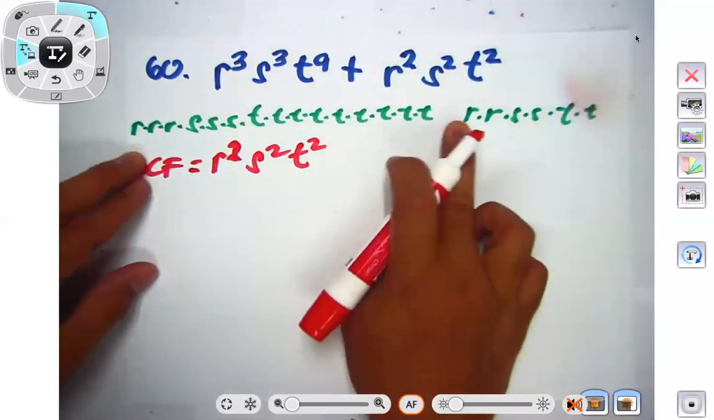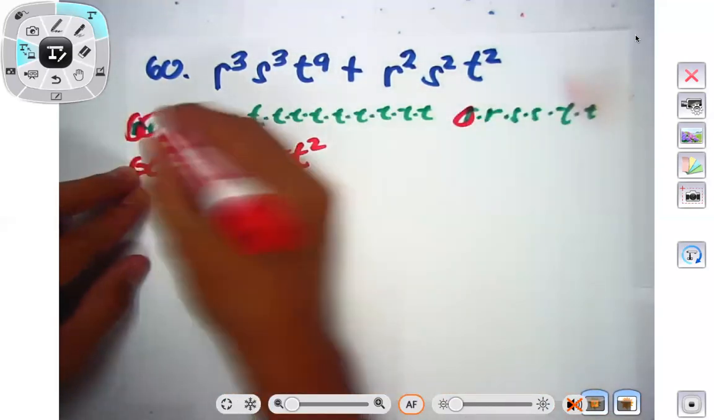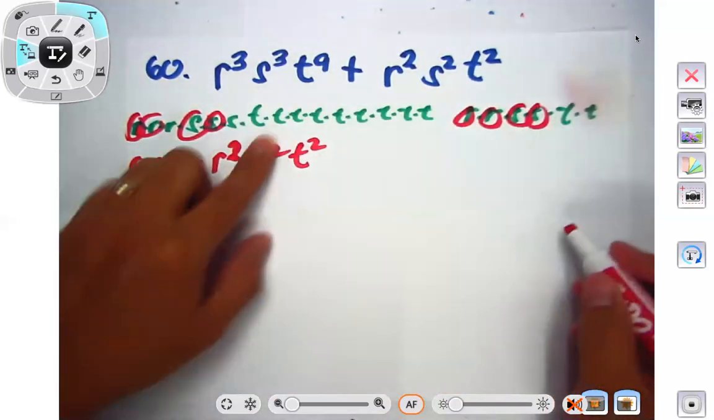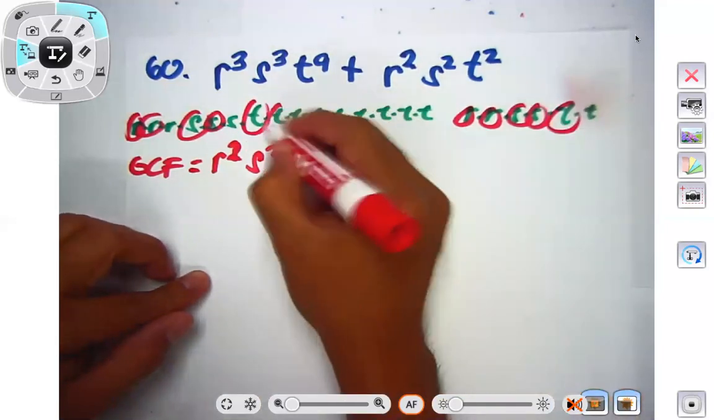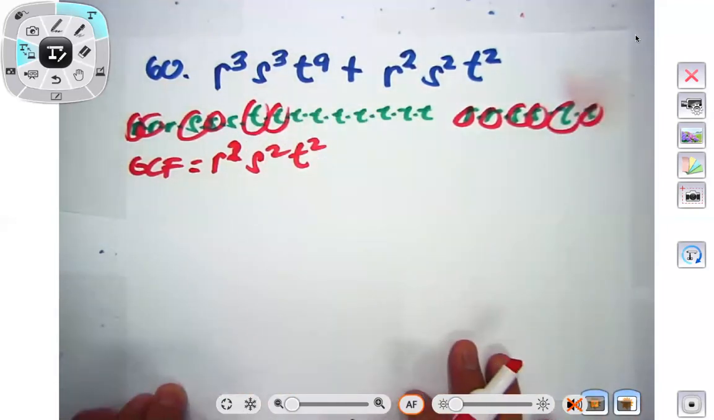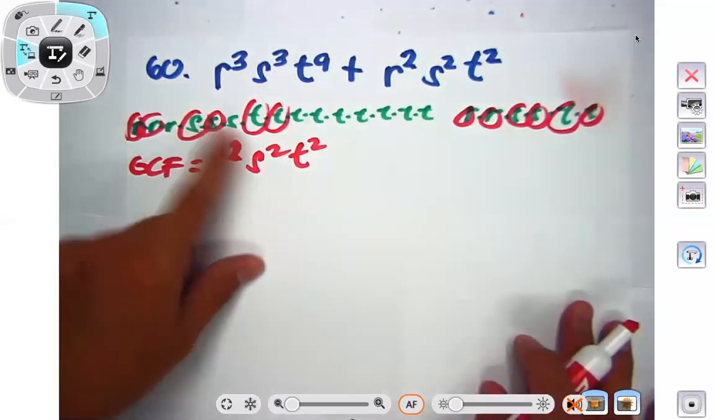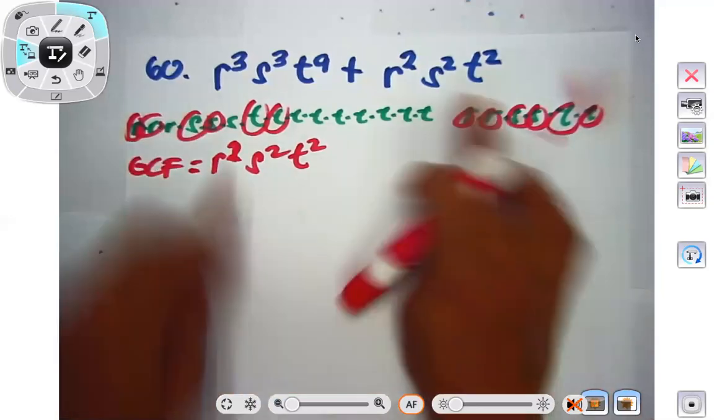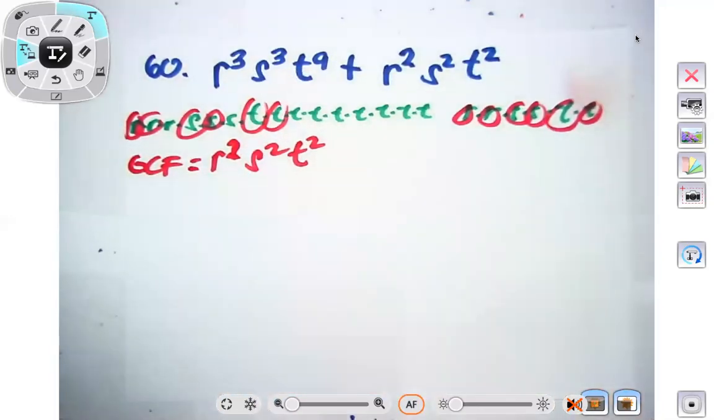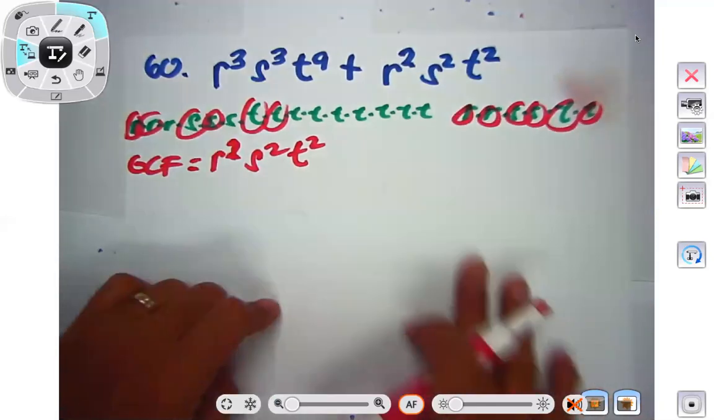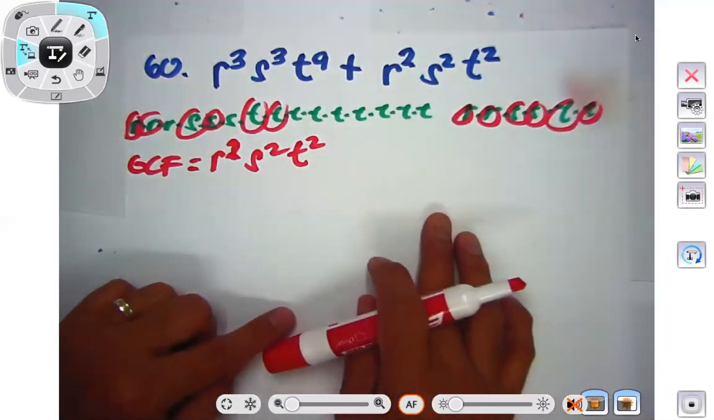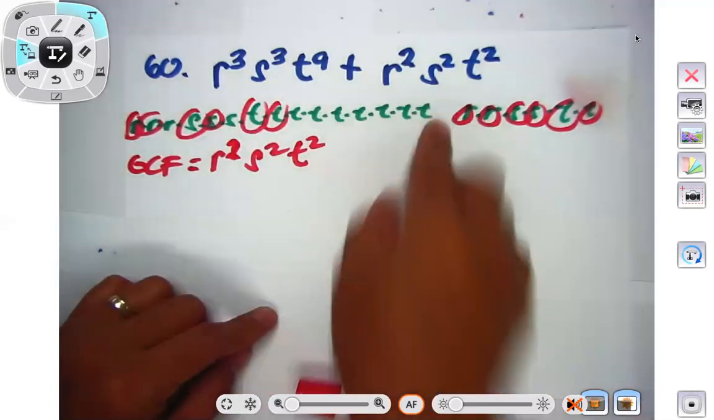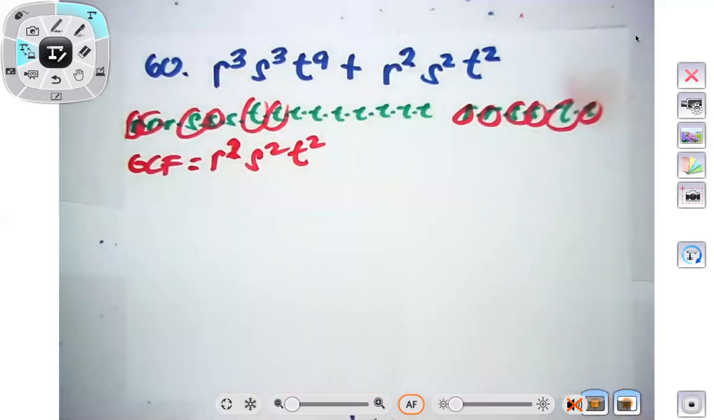All right, so how many r's are common? 1, 2. How many s's common? 1, 2. How many t's common? 1, 2. So r squared, s squared, t squared. r times r is r squared, s times s is s squared, t times t is t squared. Or you can skip this and simply look for the smaller power, as long as those powers are common. Don't just simply look at the smaller power. Make sure that you see r in all terms. Do you see r in all terms? Yes, you see r in all terms.